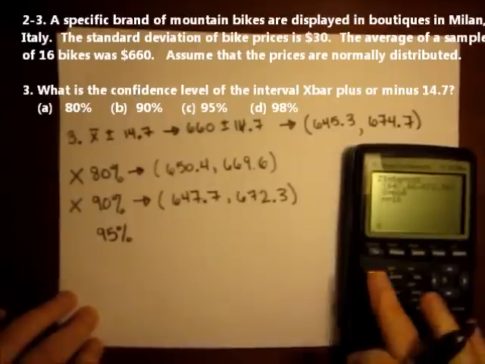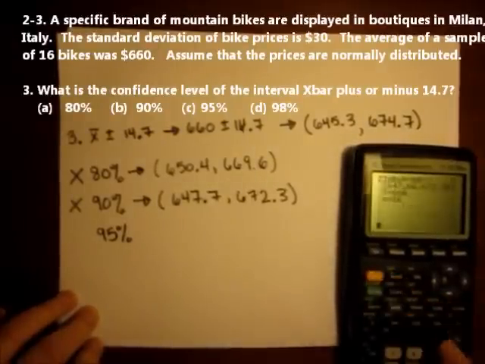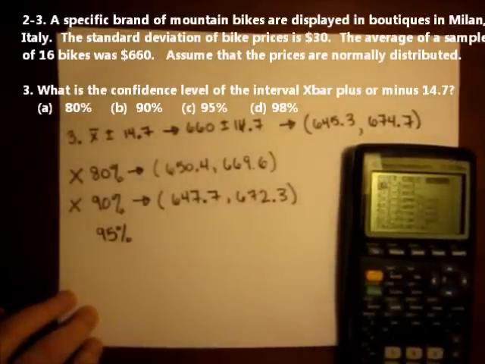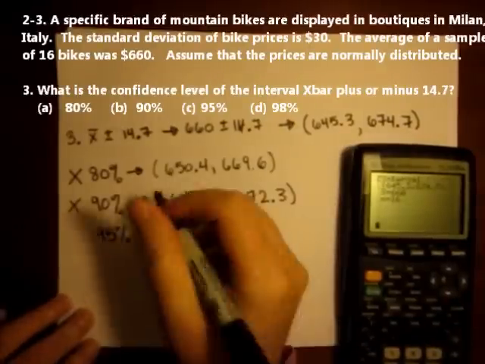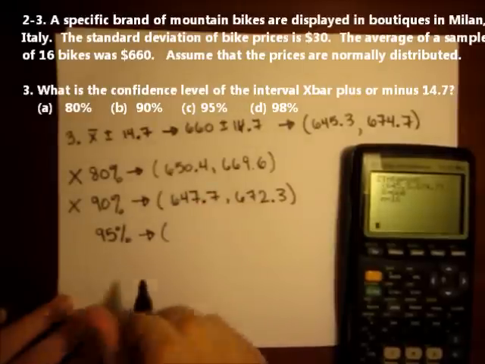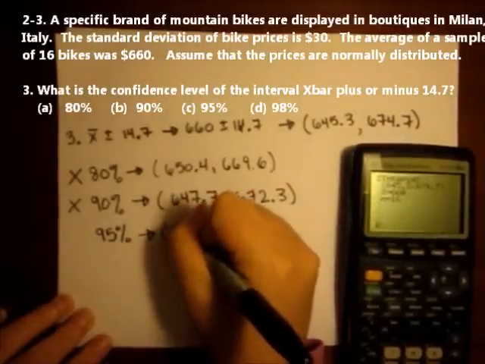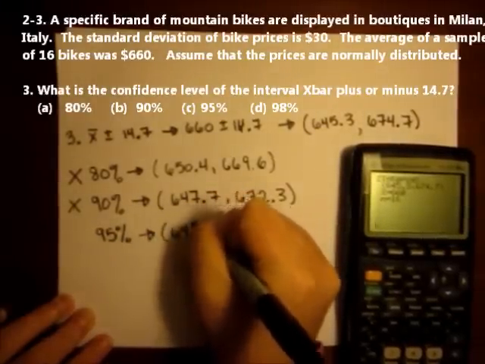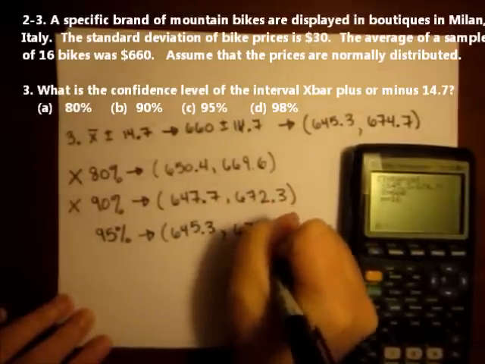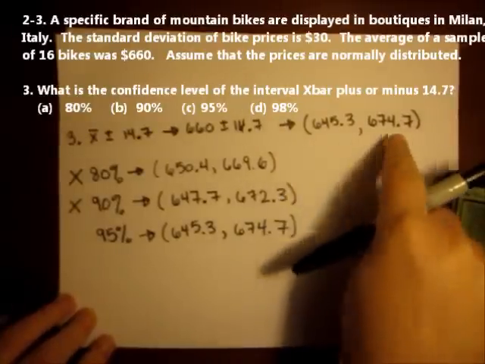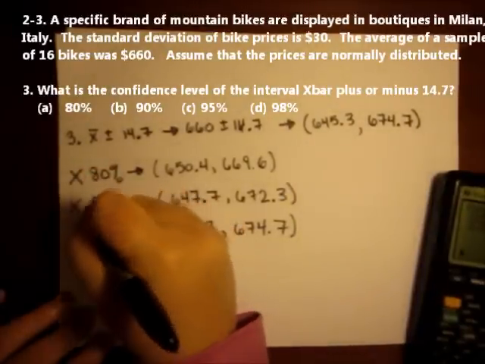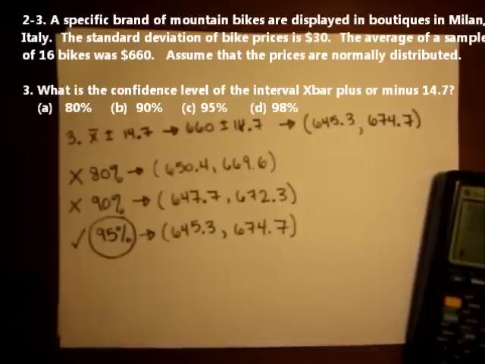Okay, let's try 95%. Oops, wrong thing. Again, we go to Stat, Tests, z-interval, 95%. Okay, so the calculator told me the 95% confidence interval is 645.3 to a 674.7. Okay, and this is exactly the interval that I was given, which means that the answer is 95%, and I'm not even going to check the 98% because I already have the exact answer.